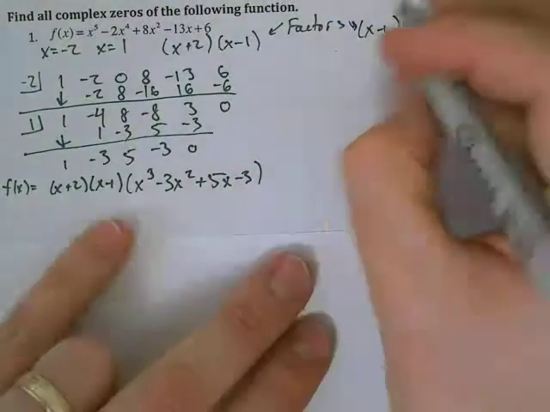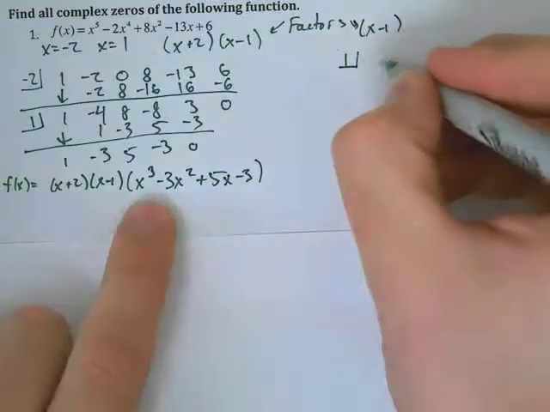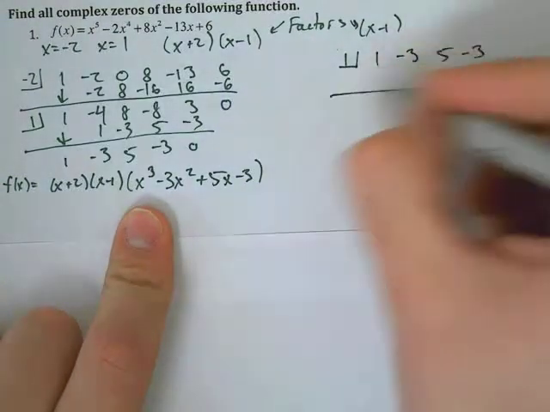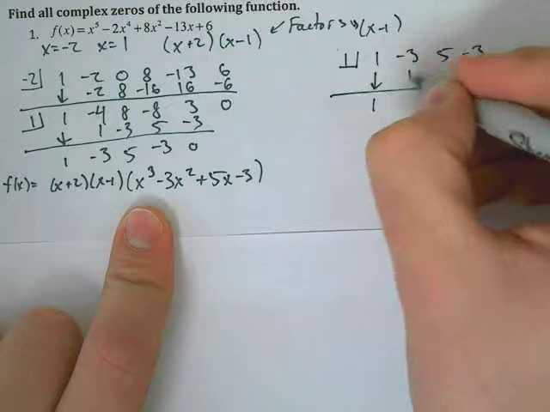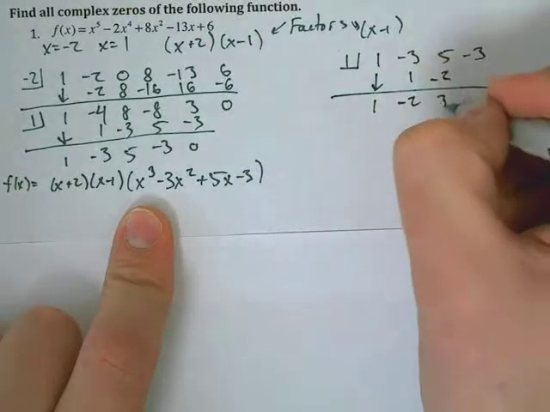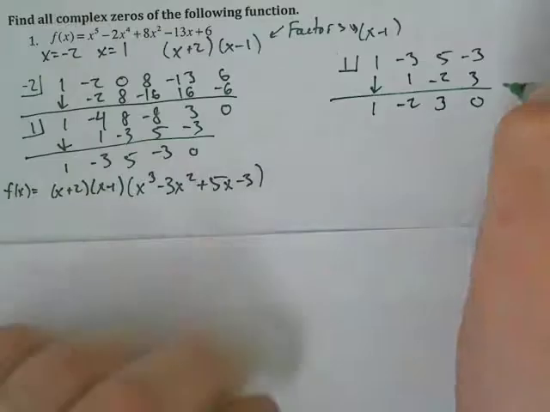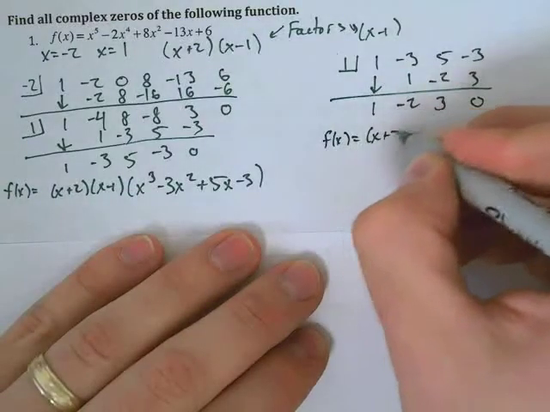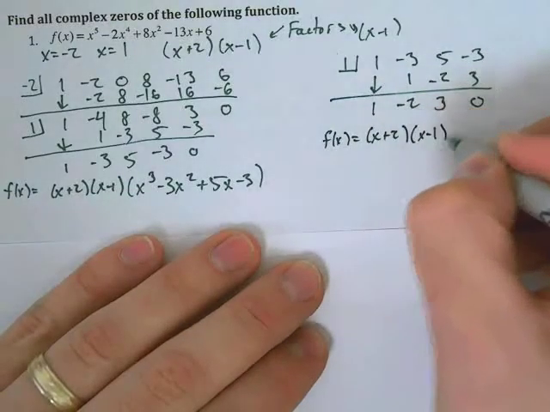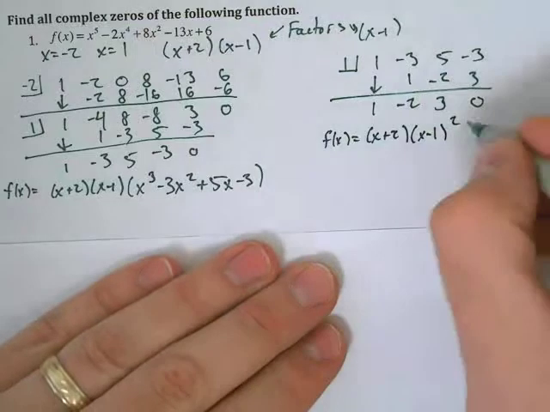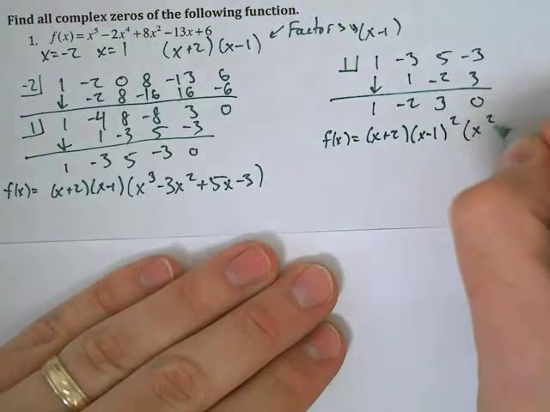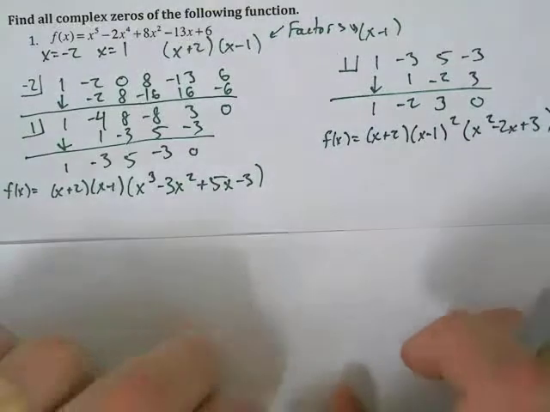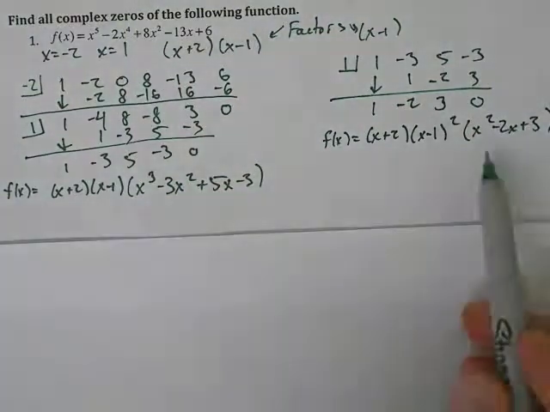And so if I factor out a 1 again from what I have left over, 1, negative 3, 5, and negative 3, hopefully I get a remainder of 0. Absolutely. So f of x has now been reduced to x plus 2, x minus 1 squared, because there were two factors of x minus 1, and now x squared minus 2x plus 3. All right, we finally reduced it down to a quadratic.